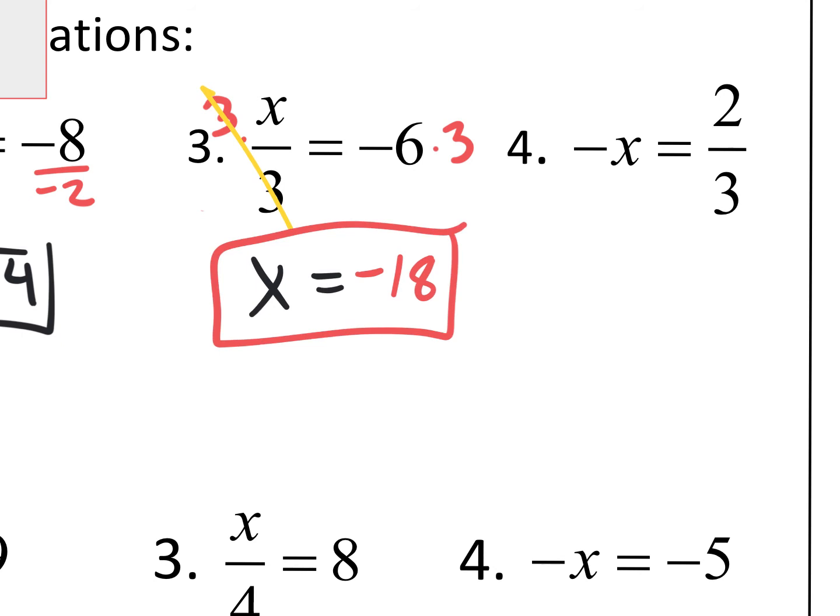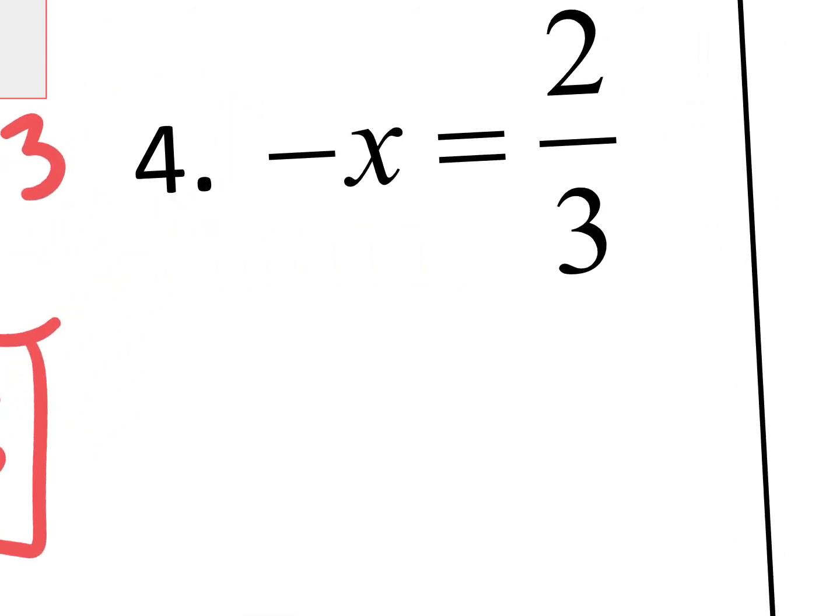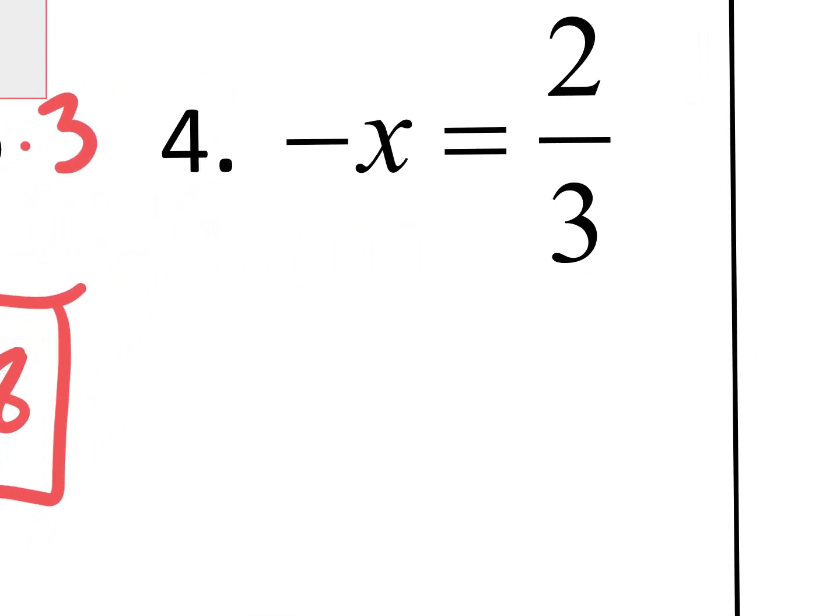Now, this last one is so easy that you might get confused. Number 4, so easy you might get confused. What's the goal of solving any equation? Let x be by itself. Is x by itself? Kinda, it's just, I don't want a negative. I want it to be a positive x, right?